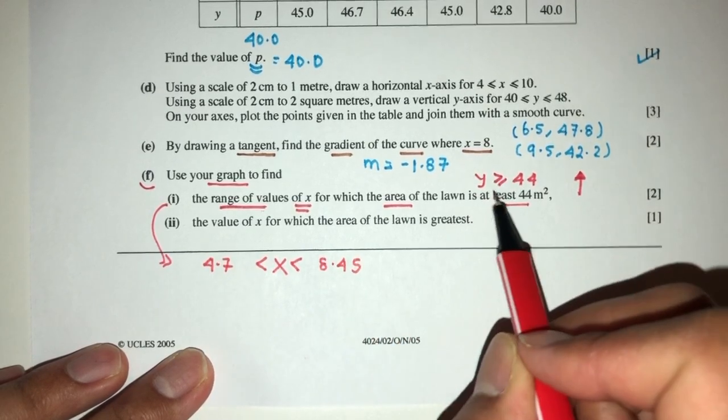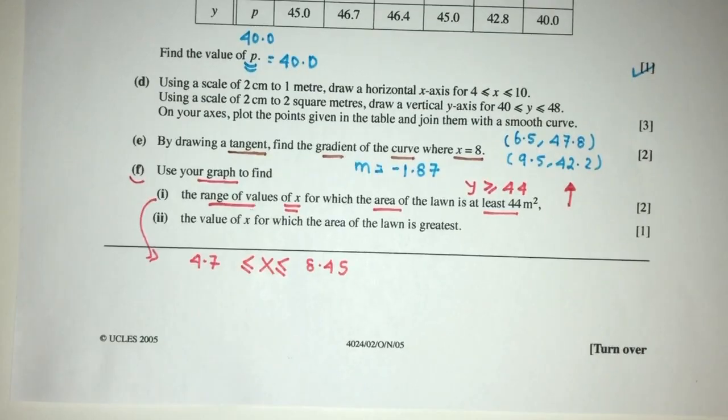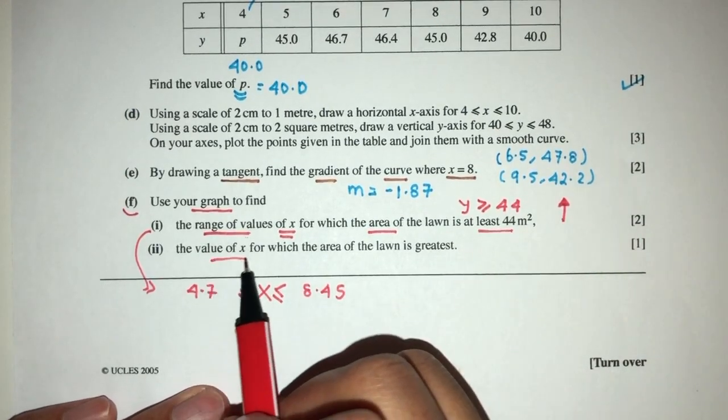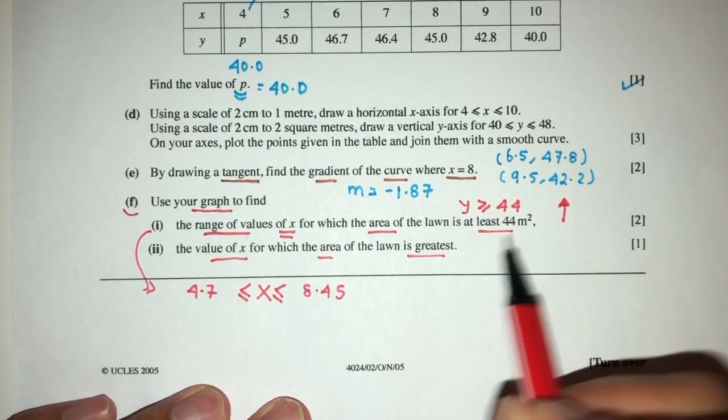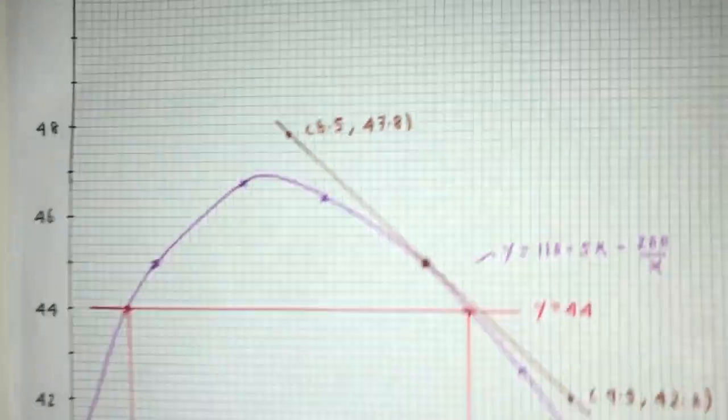Now, of course, because it is at least, you have to also add this as well for your answer. That is part 1. Now, part 2, we have to find the value of x for which the area is the greatest. So we have to use the graph. Let's observe, where is the area the greatest?